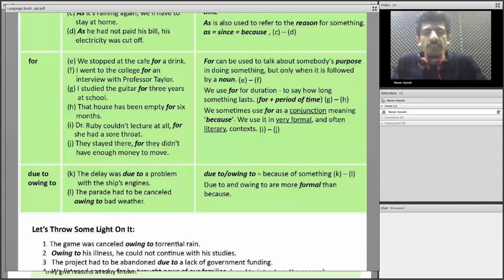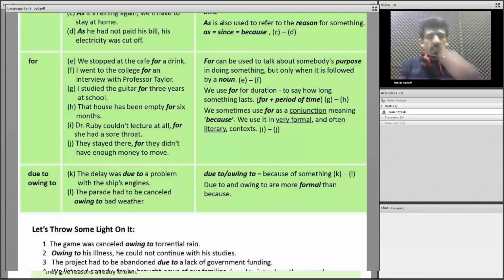We use it in very formal and often literary contexts. Okay. And note that in this use of for, after for we have got a clause. Okay, again, it introduces an adverb clause of reason. In sentence I, Dr. Robbie couldn't lecture at all, for she had a sore throat. She had a sore throat is a clause. Or in J, for they didn't have enough money to move.